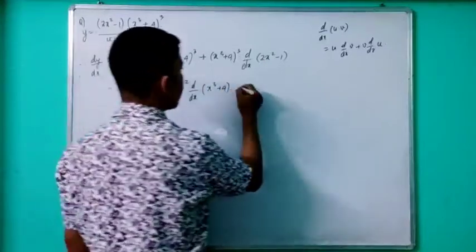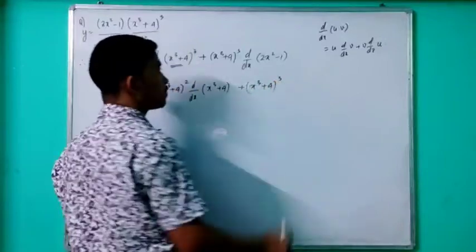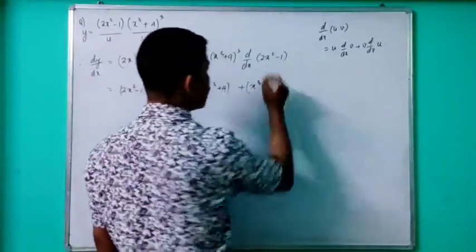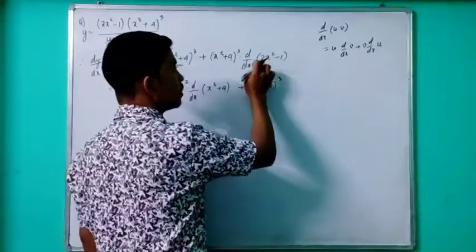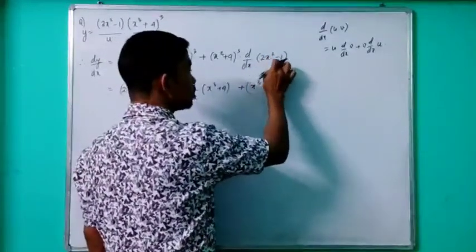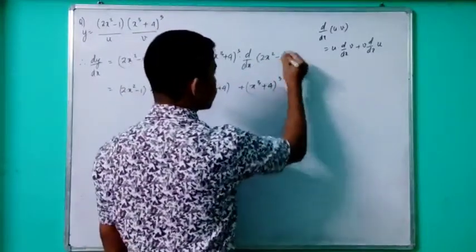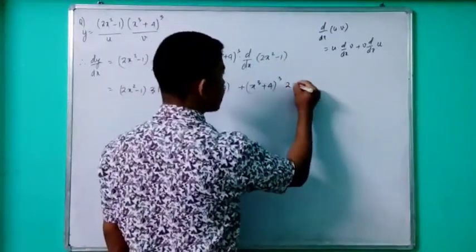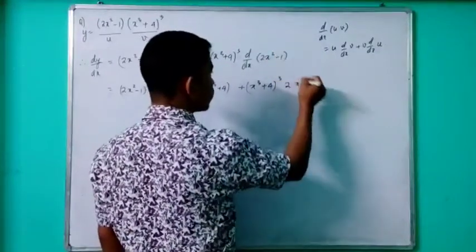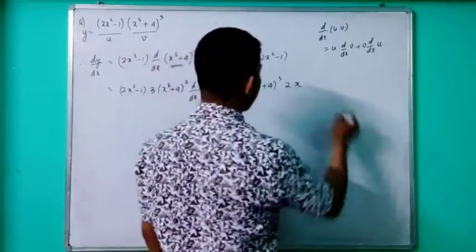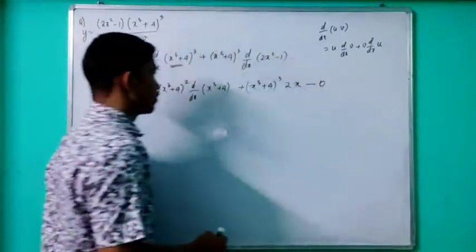Now going to the second part, I have plus (x cube plus 4) whole to the power 3 into the derivative of 2x square minus 1. For the derivative of two functions, whether addition or subtraction, I will differentiate each of these functions separately. So the derivative of 2x square will be 2, which comes outside as a constant, x square will be x to the power 2 minus 1, which is x to the power 1. Okay, and finally minus the derivative of 1 is equal to 0.